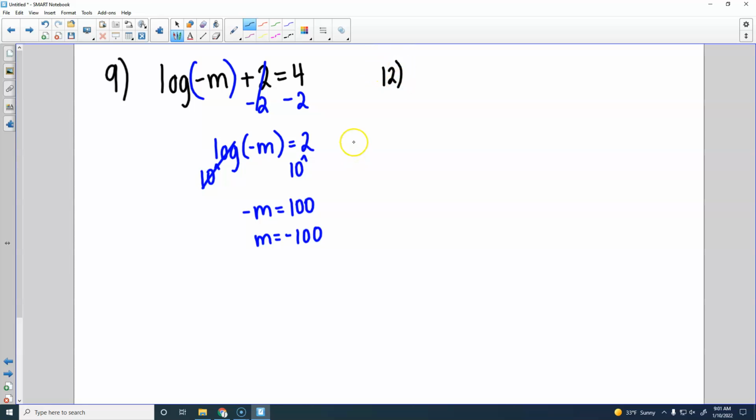Okay, questions? All right, for number 12, we've got log base 9 of negative 11x plus 2 equals log base 9 of x squared plus 30.